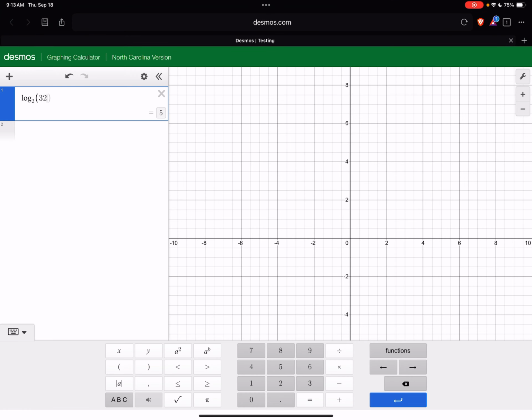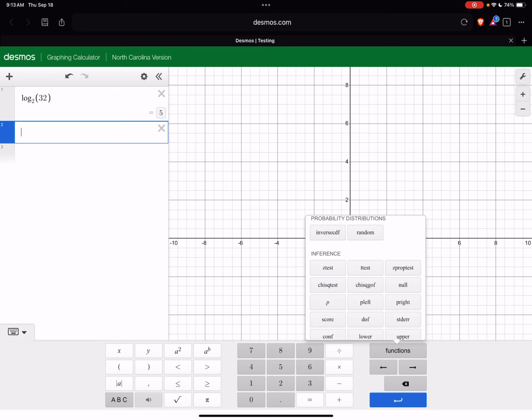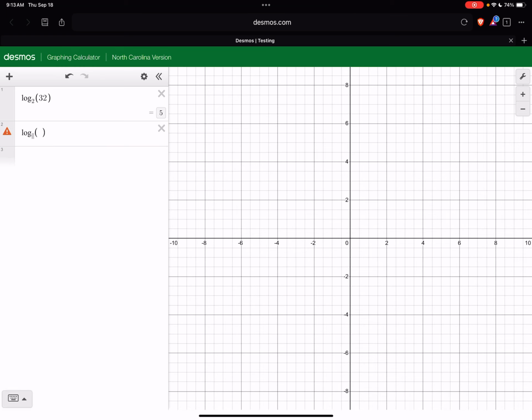For Desmos, you can type in log base 2 of 32, and it will give you your solution of 5. Now, if you have a computer, you can type in log, hit shift minus to go in the subscript to put in your base, and then you can put in your number. If you don't have access to a computer, if you're using a phone or iPad, whenever you want to do one of these calculations, click on the Functions tab, scroll down to Calculus, log base A. Now I'm going to type a number in the subscript.